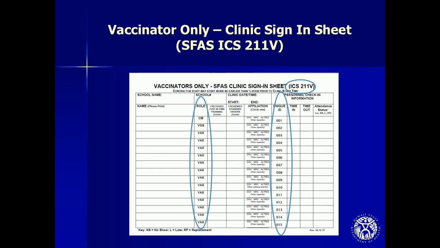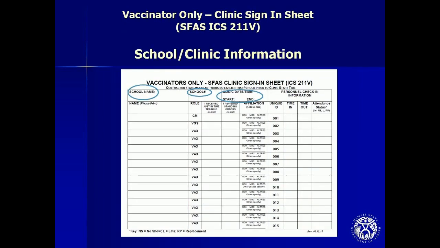This is an example of a 211V sign-in sheet for vaccinators, including clinic managers and vaccine group supervisors. In the role column it lists pre-populated role designations, such as VIX for vaccinator, CM for clinic manager, and VGS for the vaccine group supervisor. The 211V form also includes pre-populated unique vaccinator ID codes. At the top of the form, the school name, school ID, scheduled clinic date, and scheduled start and end times should be filled in by the clinic manager or vaccine group supervisor.